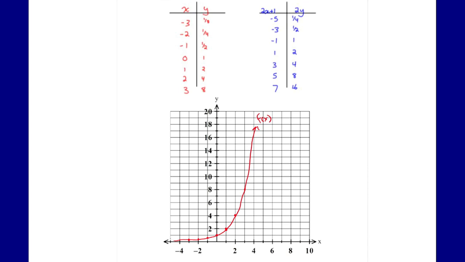So -5 and 1/4. Oops, I'll go back and draw the red line in later. -3 and 1/2, -1 and 1, 1 and 2, 3 and 4, 5 and 8, and 7 and 16. So there's my transformed function g at x. Go back in and draw a line for my parent function. There's my parent function f at x.